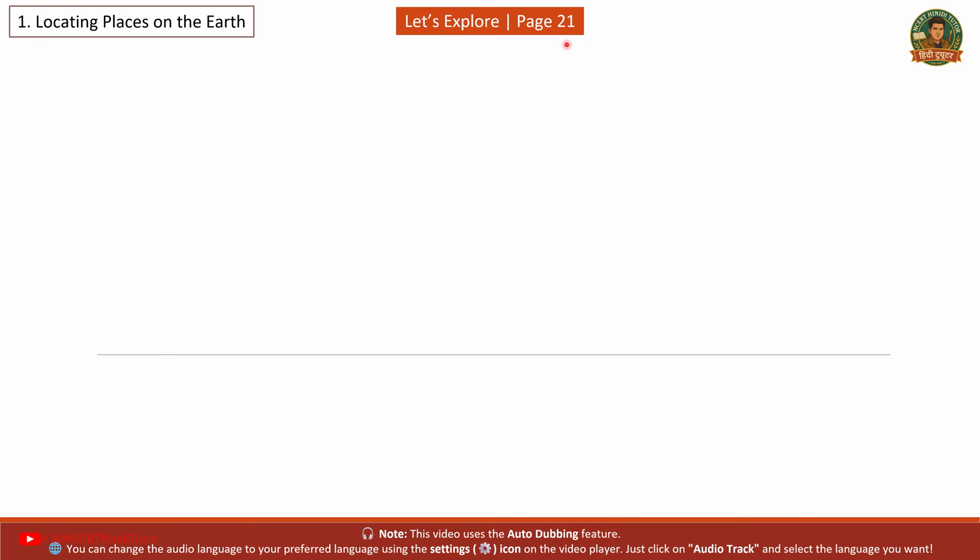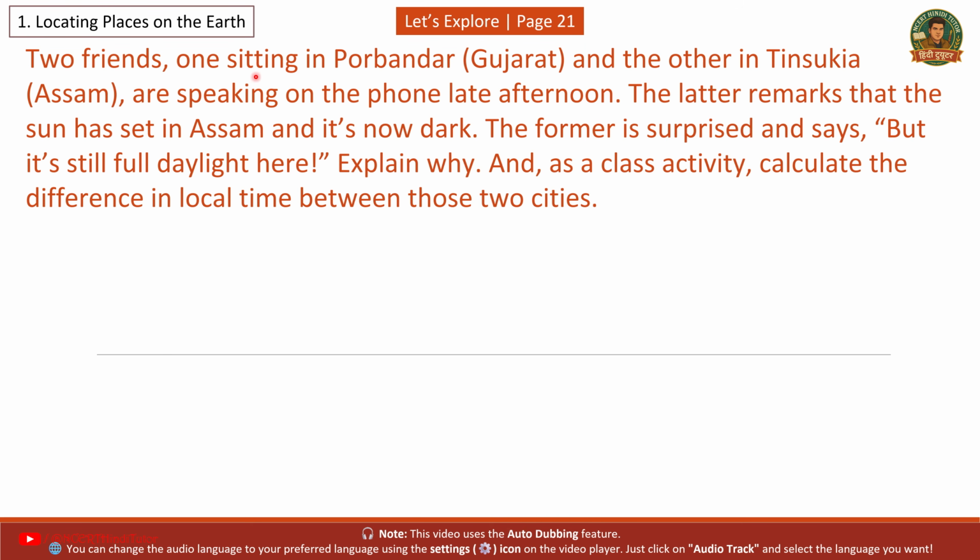Let's explore page 21. Two friends, one sitting in Porbandar, Gujarat and the other in Tinsukia, Assam, are speaking on the phone late afternoon. The latter remarks that the sun has set in Assam and it's now dark. The former is surprised and says, "But it's still full daylight here." Explain why. And as a class activity, calculate the difference in local time between those two cities.